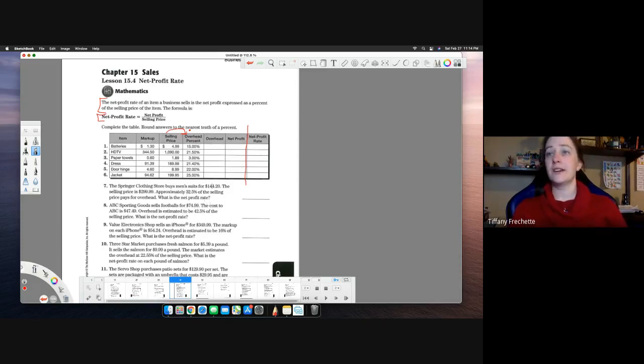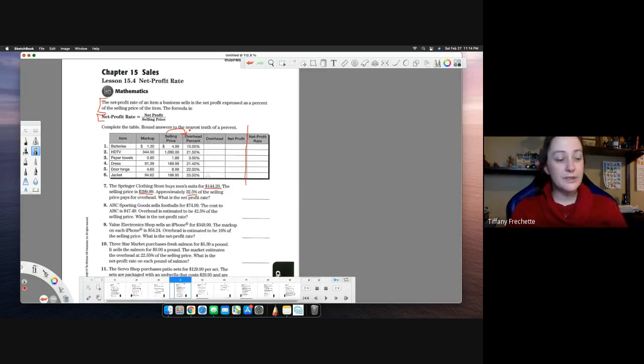The markup is the selling price minus the cost. That tells us how much they marked it up. Then we take the selling price and multiply by the overhead percentage, so the selling price times 32.5%. That will give us our overhead cost.